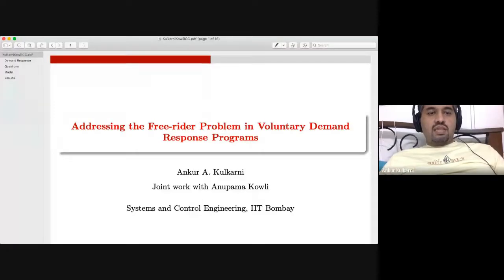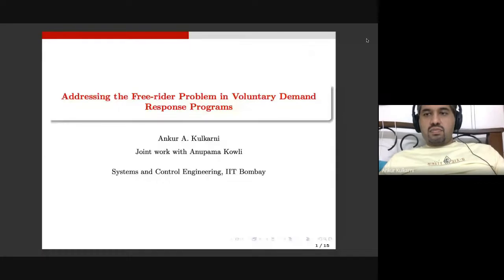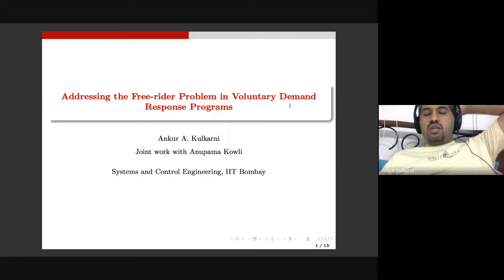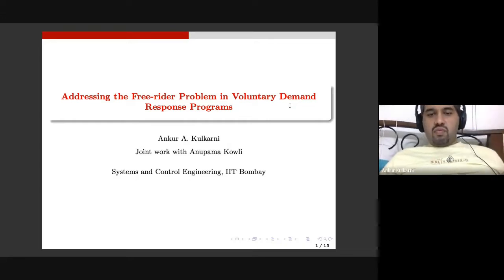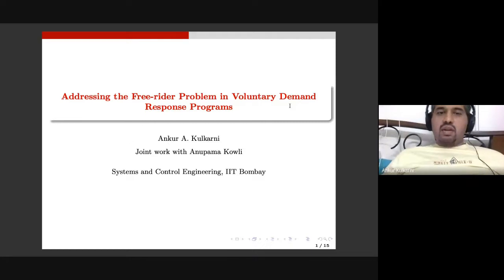So this is an example of how you do signaling for demand response. This is joint work with Professor Anupama, who you heard yesterday. The problem we are talking about here is addressing the problem of free riding in voluntary demand response, and I'll show you how we'll use game theory to address this problem.